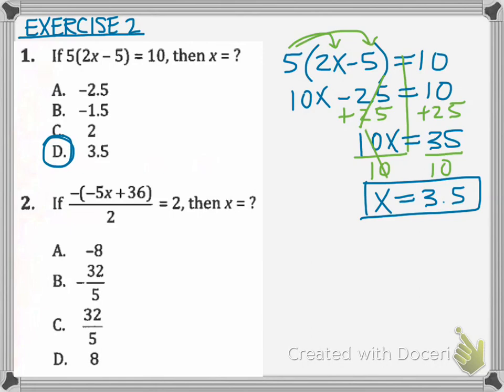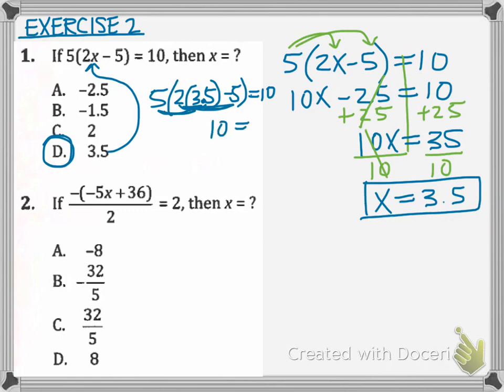Now, if you ever wanted to check, maybe you're having trouble solving, what you could do is go back to your original equation and replace the variable with the answer to see if it's true. It would look like this. 5 times 2 times 3.5, I'm replacing x, minus 5 equals 10. Okay, and then you would simplify. 2 times 3.5 is 7, and 7 minus 5 is 2, and 2 times 5 is 10, and 10 equals 10. So you can see that it works. So you can always plug in the answers to check it that way.